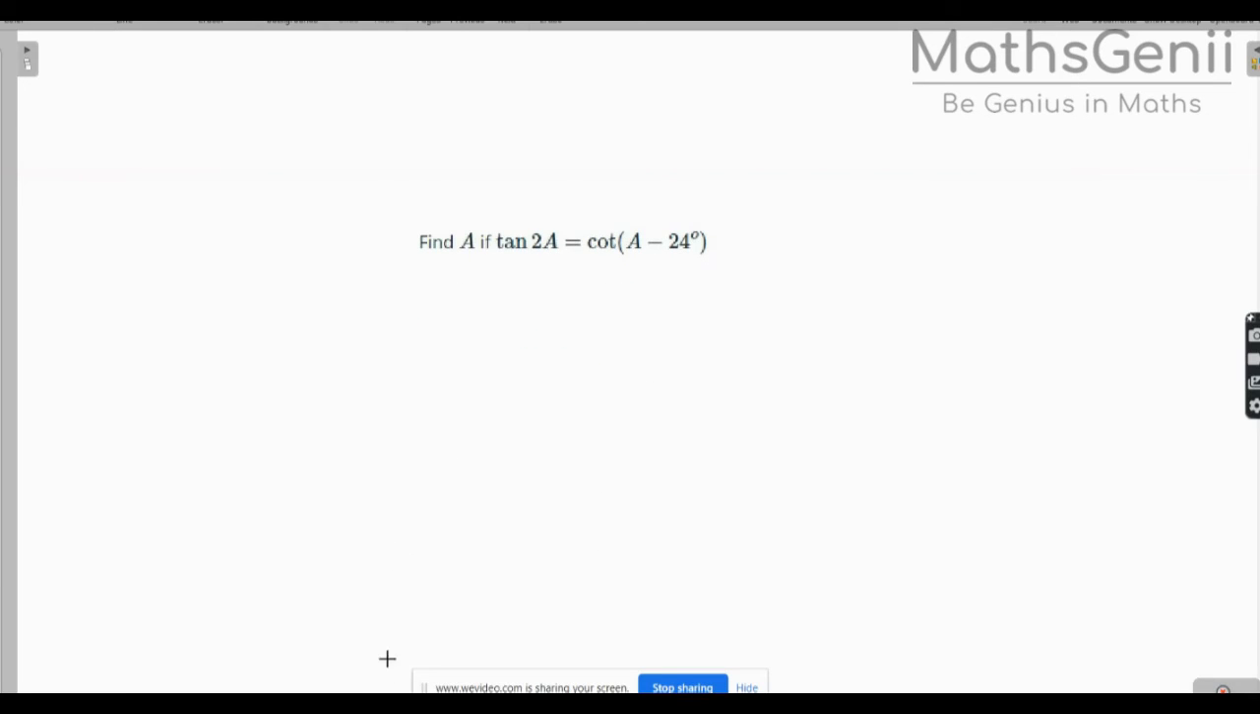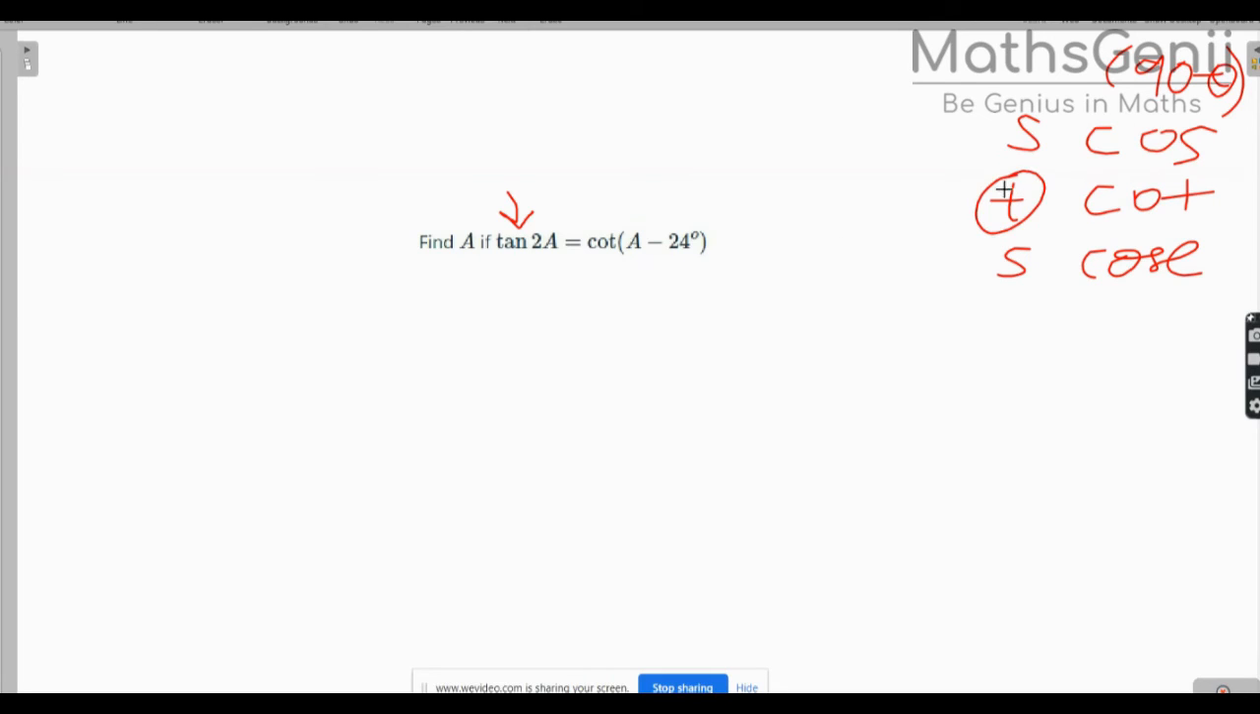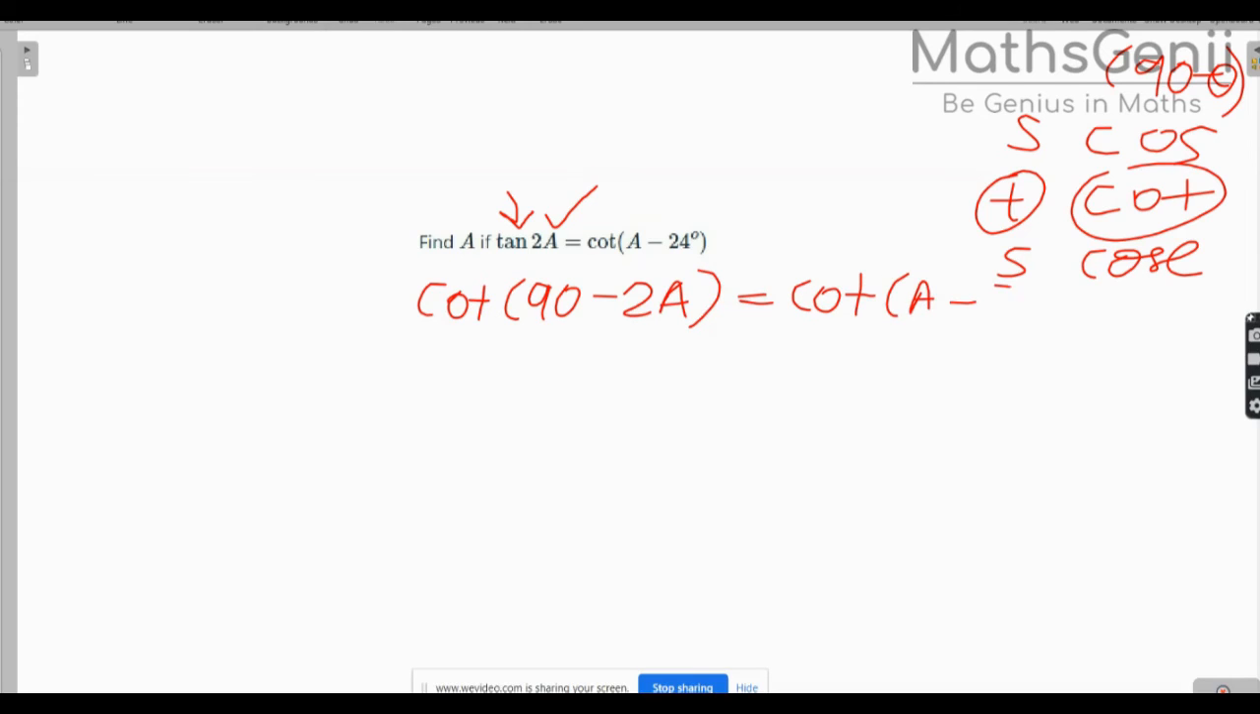Okay, again you have to remember the formula to convert sine, cos, tan, cot, sec, cosec for the 90 minus theta formula. So to convert tan, I have to use cot. So cot 90 minus theta. What is theta here? 2a. And this side is as it is. Now cot gets cancelled. Remains 90 minus 2a is equal to a minus 24. A one side and number other side.